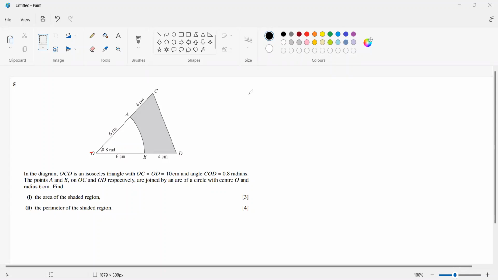Okay, let's do that part first. The area of the shaded region has two components. So we want to view it as the area of triangle OCD minus the area of the sector OAB. Let's write down the standard formulas. Half times, for the area of triangle OCD, it's OC times OD, then the sine of the center angle. So sine of 0.8 radians actually.